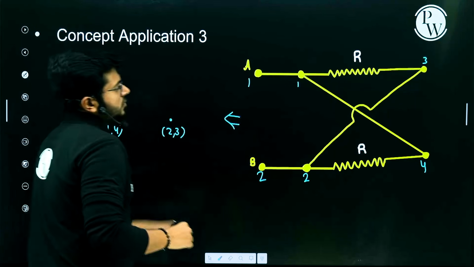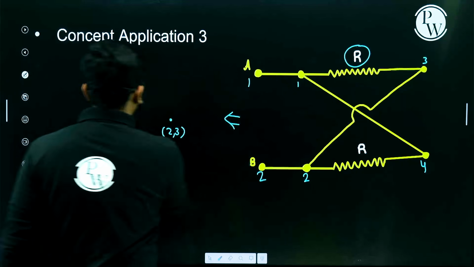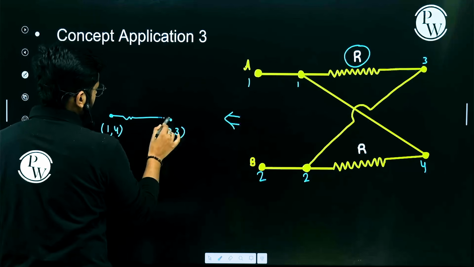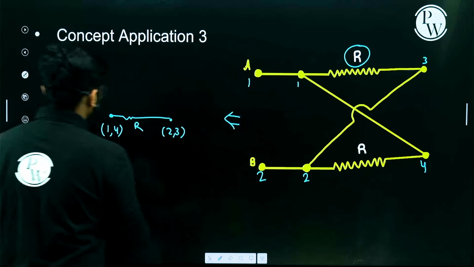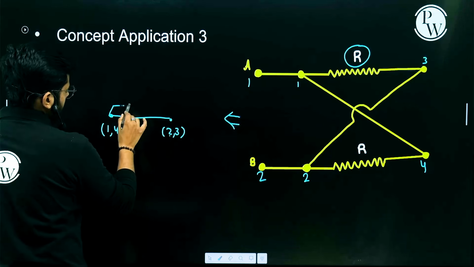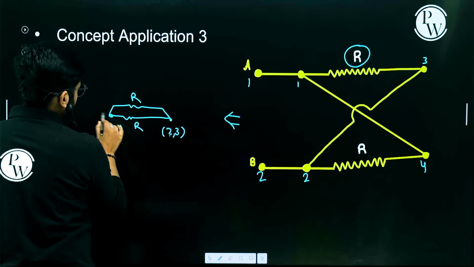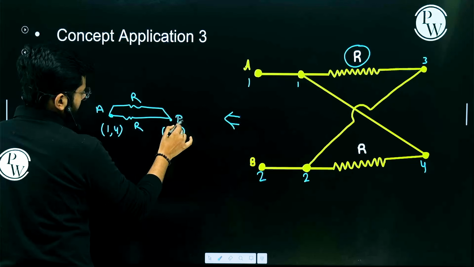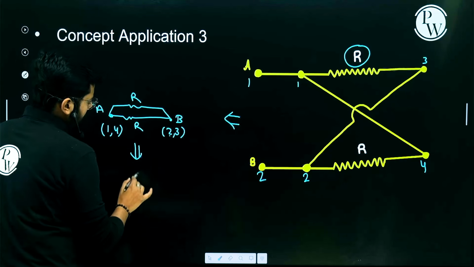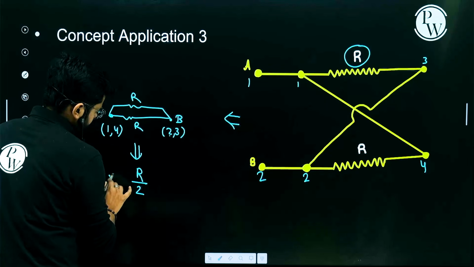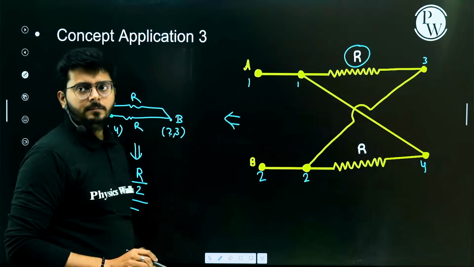All right. So between 1 and 3, we have this resistance R, right? And between 2 and 4, we have another resistance R, right? That's it. So 1 is A and 2 is B. All right. So between A and B, we have two resistances R and R. The net resistance will be R by 2. I believe the idea is very, very clear.